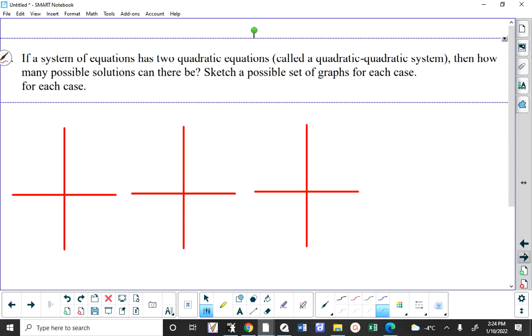Probably what comes to most people's minds here is if the 2 parabolas do not intersect, they probably look something like that. Is that fair to say? We can leave that up there. Is it possible to get no solutions if the parabolas both open up? What if they were like the exact same and inside of each other? Exact same and inside of each other.